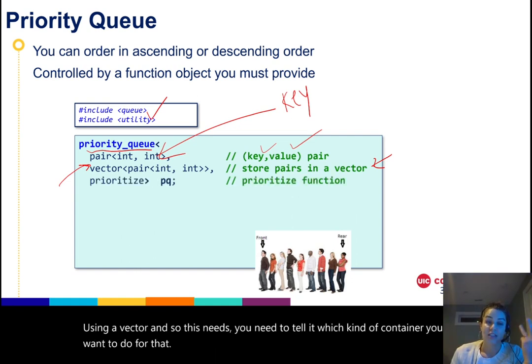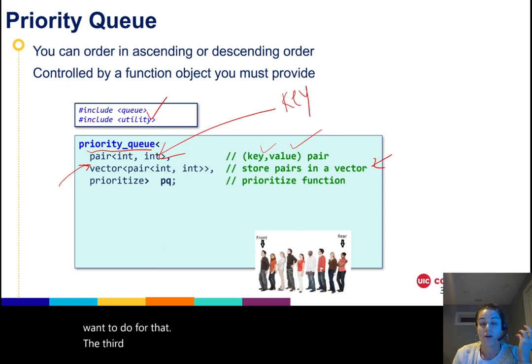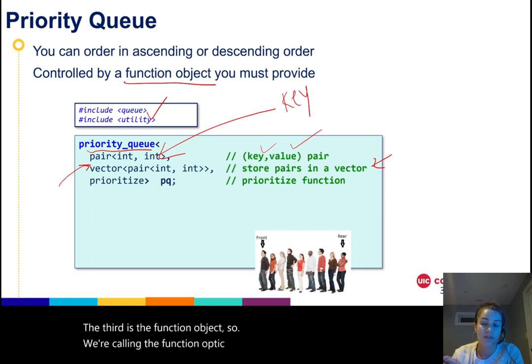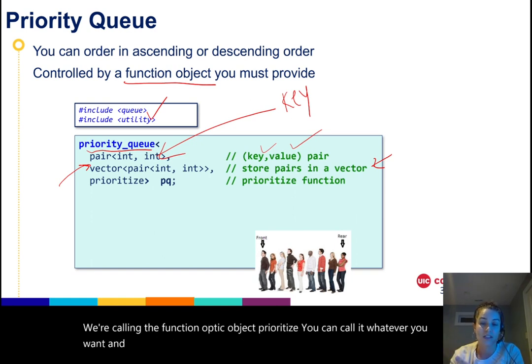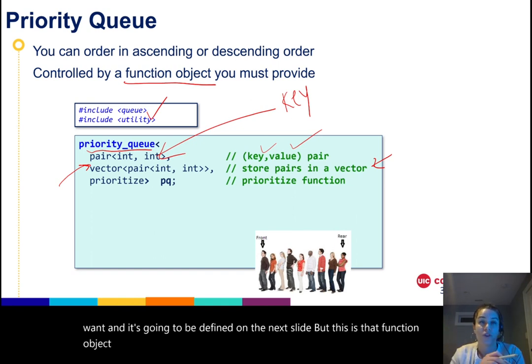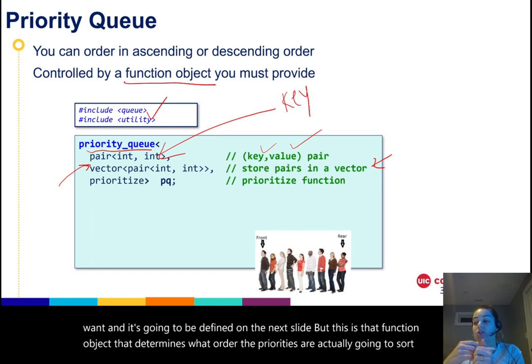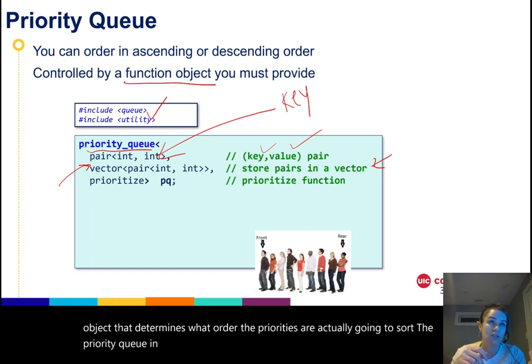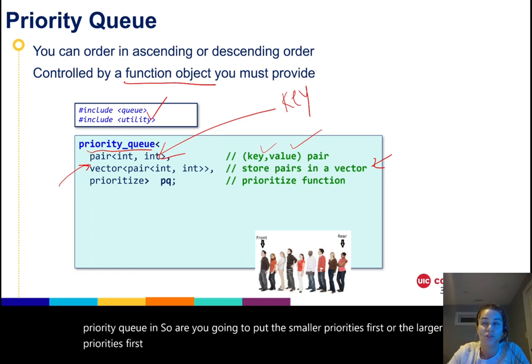The third is the function object. So we're calling the function object prioritize, you can call it whatever you want, and it's going to be defined on the next slide. But this is that function object that determines what order the priorities are actually going to sort the priority queue in. So are you going to put the smaller priorities first or the larger priorities first, basically? Obviously you can do a lot more, but that's usually what you want to do.